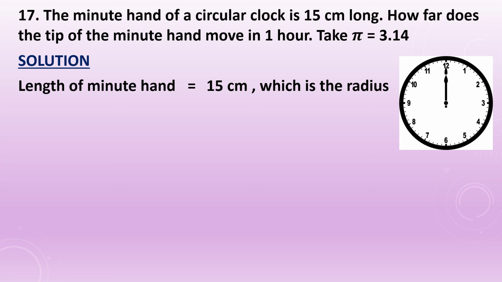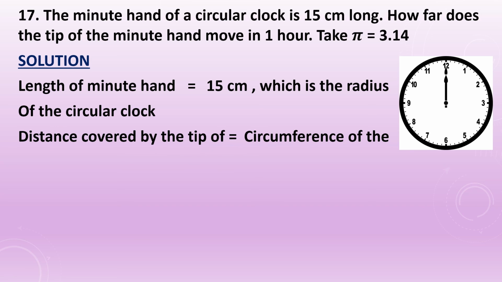The figure is given, the center is here. From the center it is touching one point here, that is 12. That means the length of minute hand is the radius of the circle, or the radius of the circular clock is the length of minute hand. So distance covered by the tip of minute hand in 1 hour means circumference of the circular clock. Circumference of circular clock is 2 pi r.